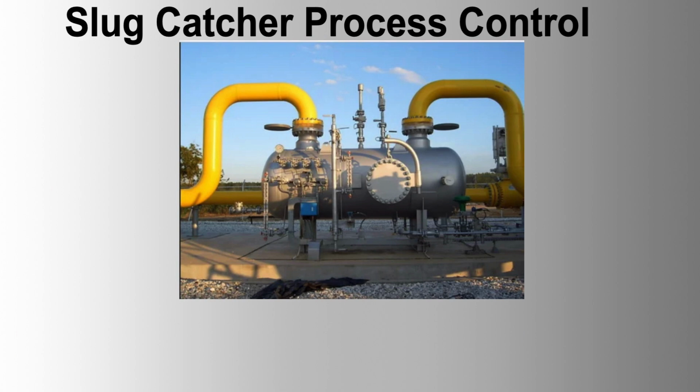Best practices for implementation. 1. Model accuracy. Ensure the dynamic model used for MPC accurately represents the slug catcher system. Regularly update the model parameters to reflect changes in process conditions. 2. Real-time data. Use reliable sensors and transmitters for accurate real-time measurements. Implement data validation and filtering techniques to ensure the quality of input data.